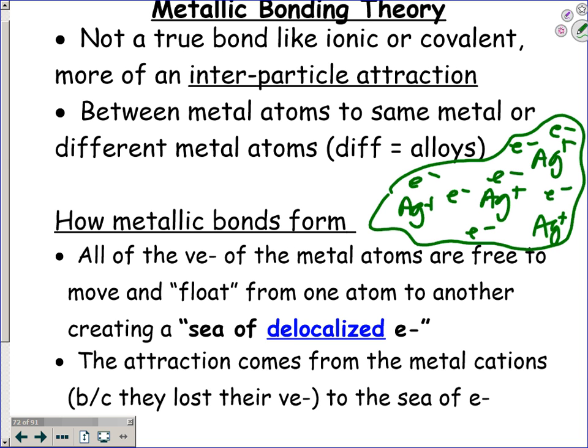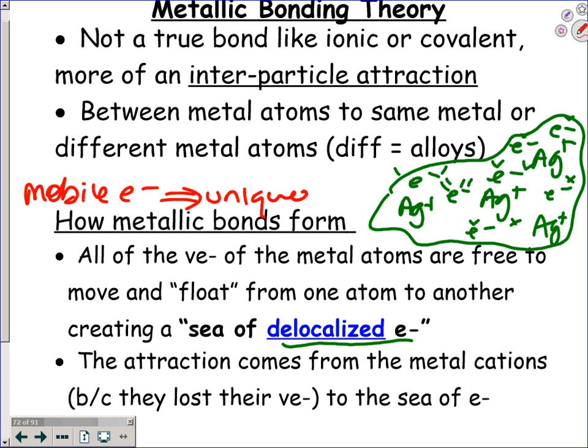Are they localized in one place? No. What's the word for that instead? Delocalized. Electrons, they say, can float around everywhere. This basically just means that they can move from these locations, so they're mobile. The electrons can float around, and that gives them very, very unique characteristics. We say this forms a sea of delocalized electrons, or a sea of mobile electrons, and the mobility of electrons allows for unique characteristics.